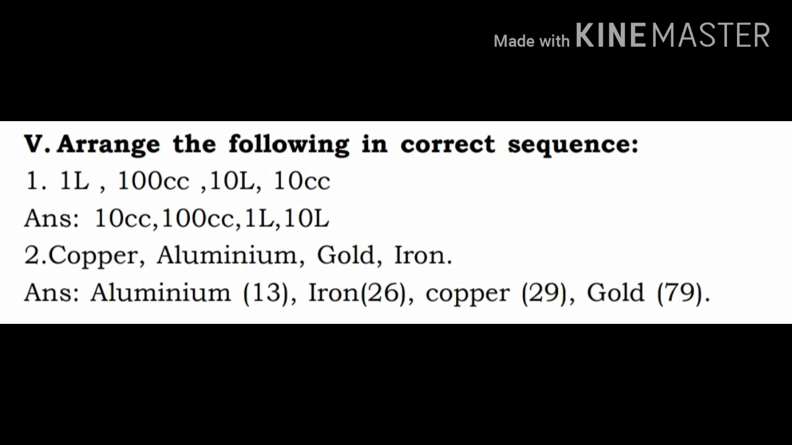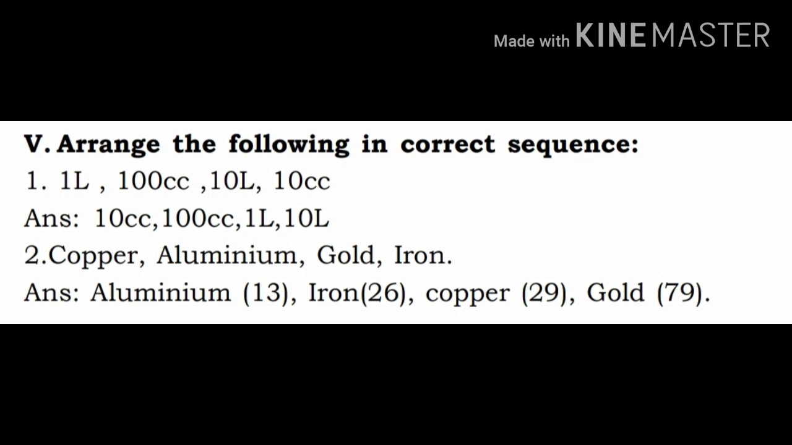Roman letter 5 is: arrange the following in correct sequence. Correct sequence means you should arrange in the correct order or in a particular order. First one: 1 liter, 100 cc, 10 liter, 10 cc. Which one should come first? 10 cc, then 100 cc, then 1 liter, then at last 10 liter. Here cc stands for cubic centimeter. Once again, 10 cc, 100 cc, 1 liter and 10 liter.